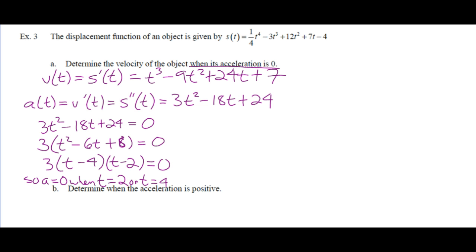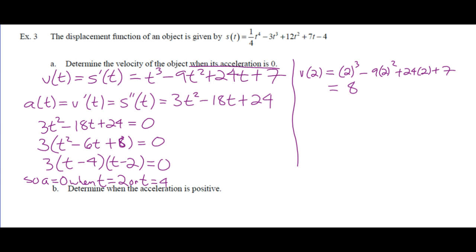And what we were asked to find is what's the velocity when the acceleration is 0? Right. So we need to go work out, well, what's v of 2? Okay, and we've got v of t. So it's 2 cubed minus 9 times 2 squared plus 24 times 2 plus 7.